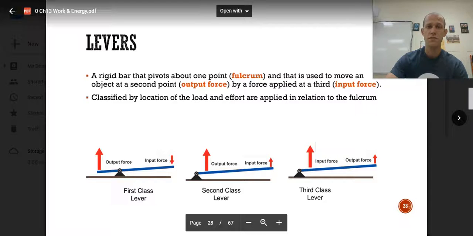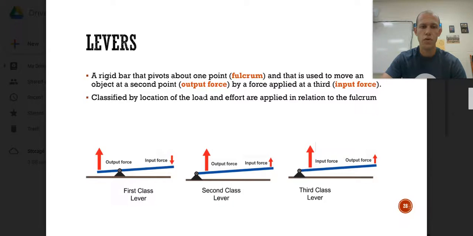And levers are classified into 3 different classes. The classification is determined by the location of the fulcrum, the load, and the effort. Or you might want to think, instead of load, the output, and effort, the input. So I'll just write that right here. So in, out.